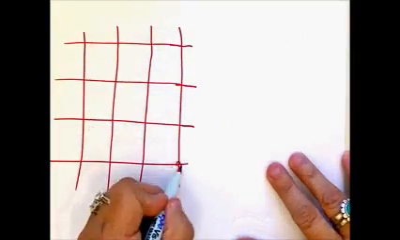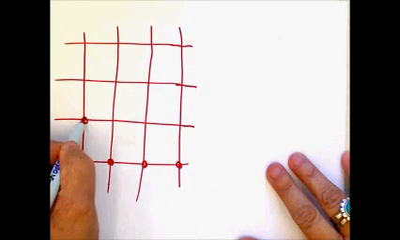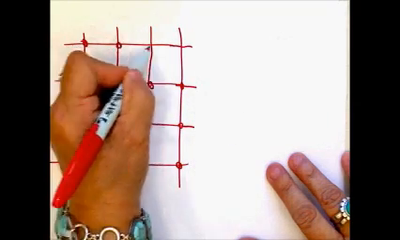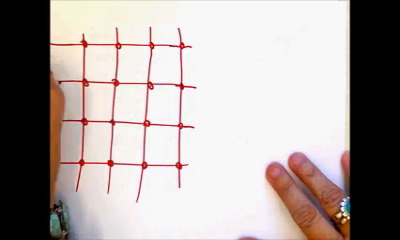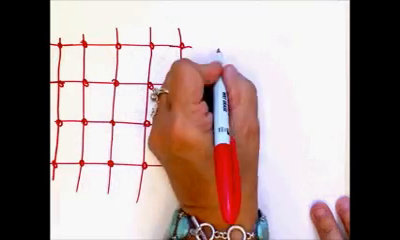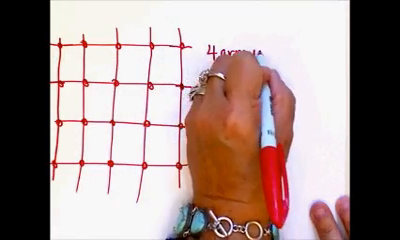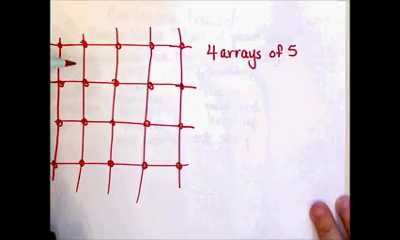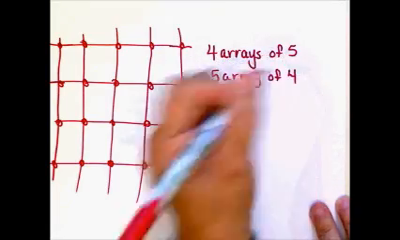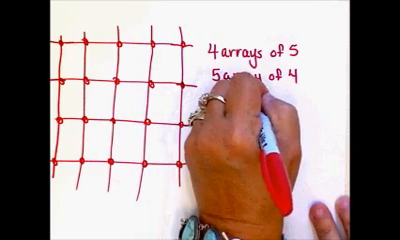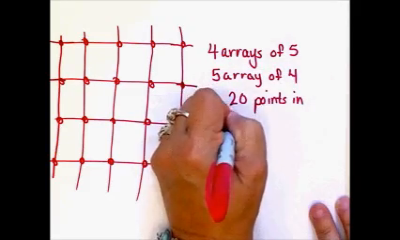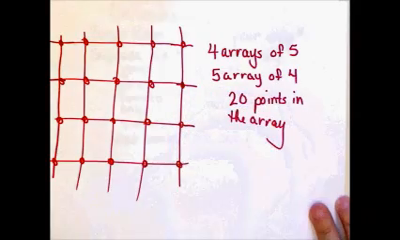Okay, so here I have 4 arrays of 4, and I hate doing that. Let's put another one in here. So then I could look at this as 4 arrays of 5, or I could look the other way and say that it's 5 arrays of 4 for a total of 20 points in the array. Okay? So that's an array model.